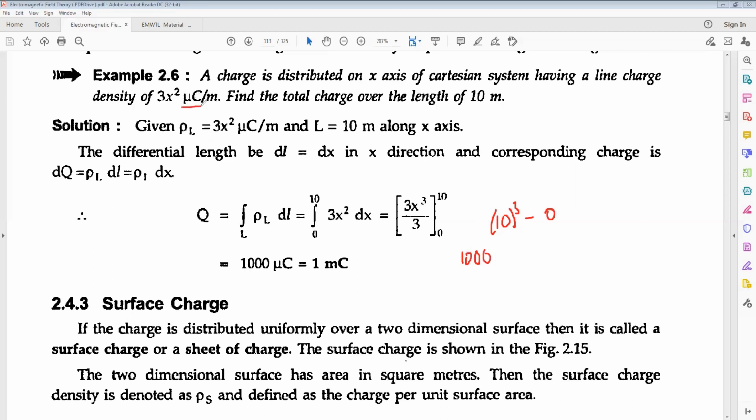Already in the given line charge density, micro is there, 10 power minus 6. So 10 power 3 into 10 power minus 6 means it is 10 power minus 3 coulombs. That is nothing but 1 millicoulomb. Got it, my dear students? And next example.